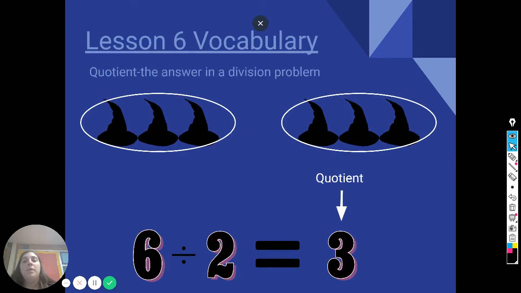First up is our vocabulary. So we do have one vocabulary term today, which is quotient. Quotient is the answer in a division problem. So if you look at our picture here and our problem, we have 6 hats, and we've divided them into 2 groups, and that gives us a quotient of 3, which is 3 hats per group. So our answer is 3, and the answer in division is called a quotient.